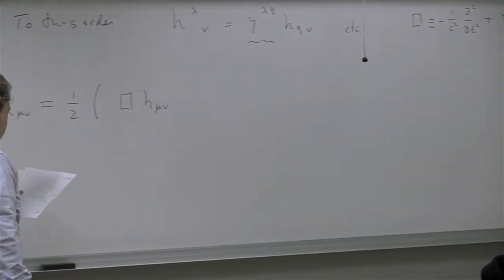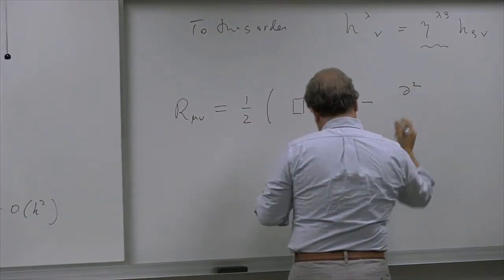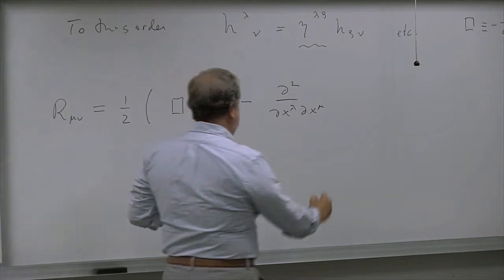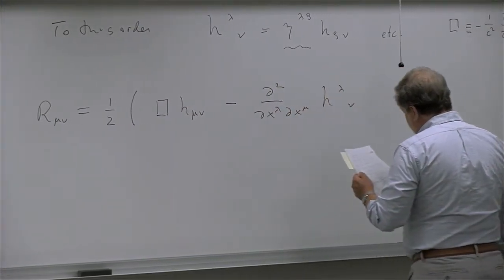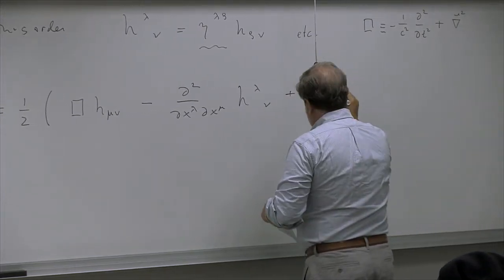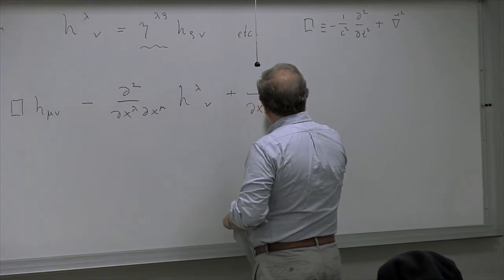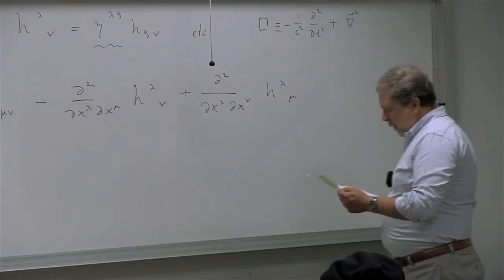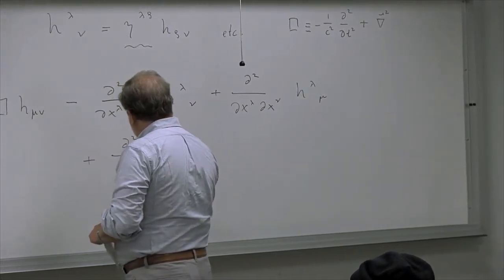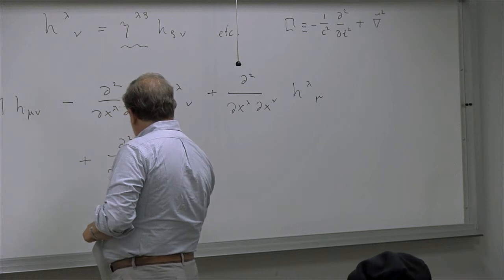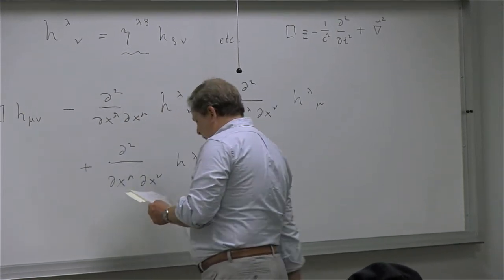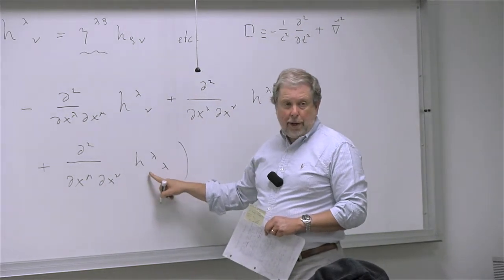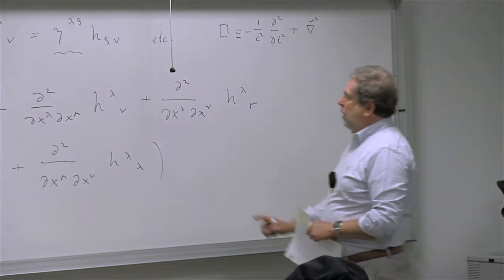So the box of h mu nu, the d'Alembertian of h mu nu, minus the second derivative with respect to x lambda and x mu of h lambda nu, minus the second derivative with respect to x lambda and x nu of h lambda mu, plus the second derivative with respect to x mu and x nu of h lambda lambda. We will refer to this last entry as basically the trace, because you take the fluctuation in the metric and then you set the two indices equal. So that's the trace part.